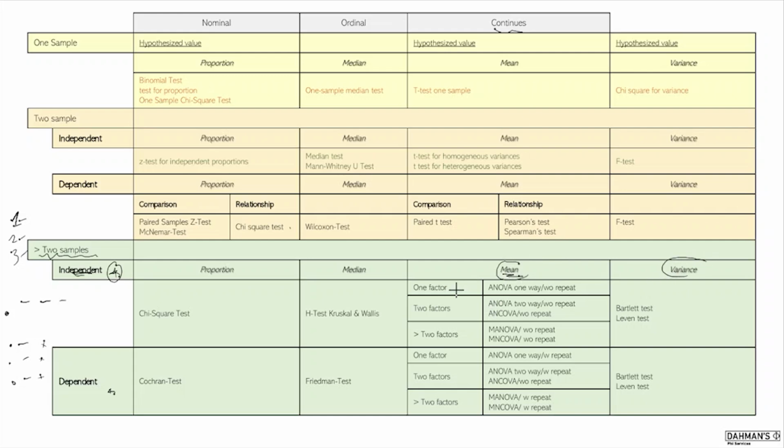Now, we're going to use 1 factor, 2 factors, or more than 2 factors. Let's focus on either 1 factor or 2 factors. So we're going to use ANOVA 1, which is one-way ANOVA without repeated measures. If it happens to be dependent, we will be using ANOVA with repeated measures.